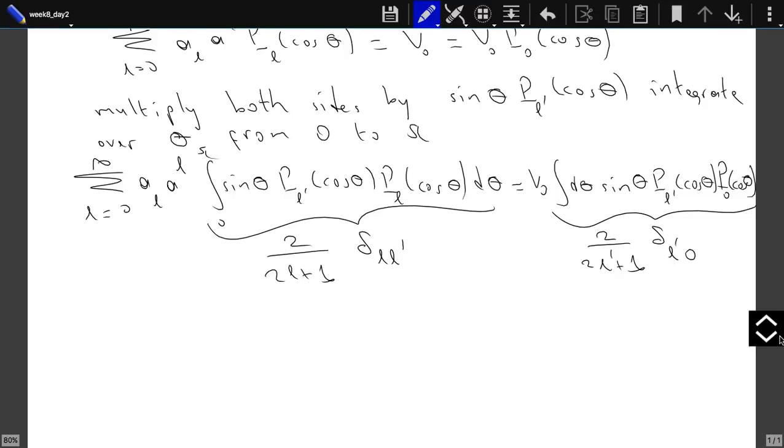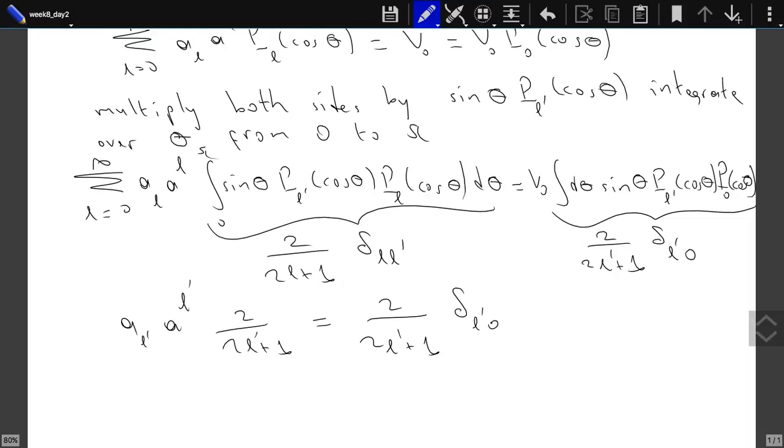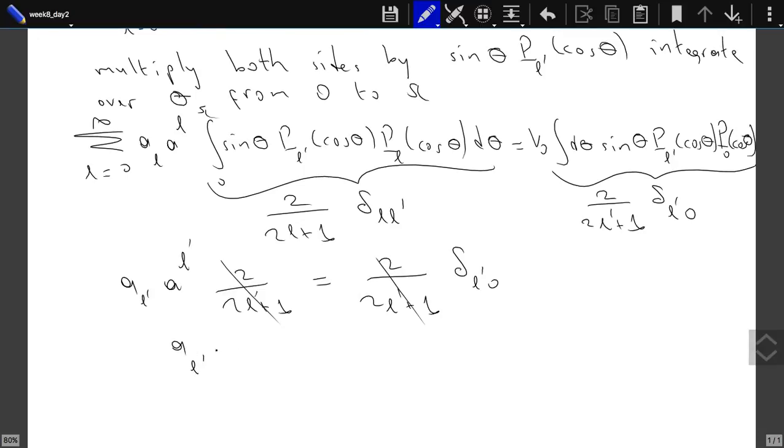Now let's look at the left-hand side. I'm summing over all possible values of L, but this Kronecker delta tells me that only the term where L is equal to L prime contributes. So instead of the sum, I get a single term, A to the power L prime, times 2 over 2L prime plus 1. This is equal to 2 over 2L prime plus 1 times the Kronecker delta for L prime and 0. Basically these I can cancel. So these coefficients are 1 if L prime is equal to 0, and 0 if L prime is different from 0.